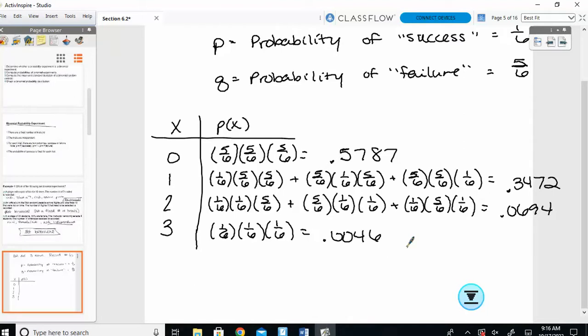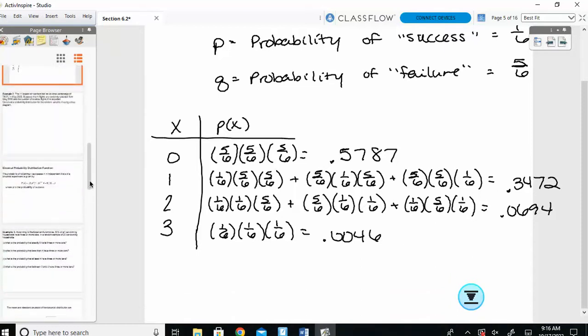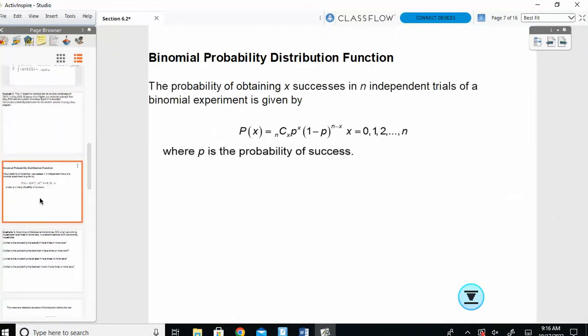But if you notice, we're really multiplying the same things every time. The first one, I had 5/6 3 times, and I didn't have any of the 1/6. These, we had 1/6 once, and we had 2 5/6. So we're adding up the same probabilities every time. There is a shortcut for this. This is on your formula sheet. This is how the binomial distribution is calculated.